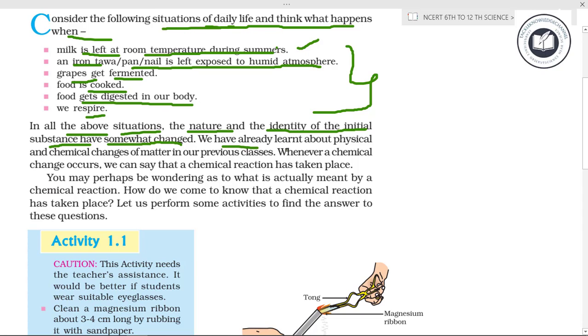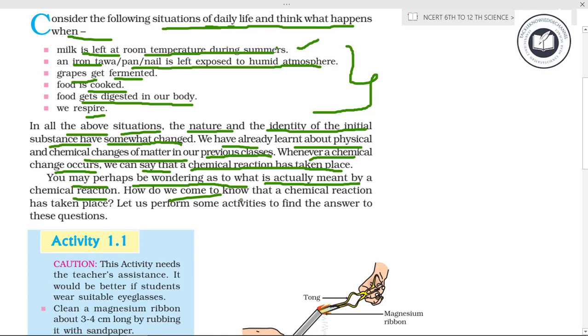We have already learnt about physical and chemical changes of matter in our previous classes. Whenever a chemical change occurs, we can say that a chemical reaction has taken place. You may perhaps have been wondering what is actually meant by a chemical reaction. So what we mean by a chemical reaction, that we have to know.